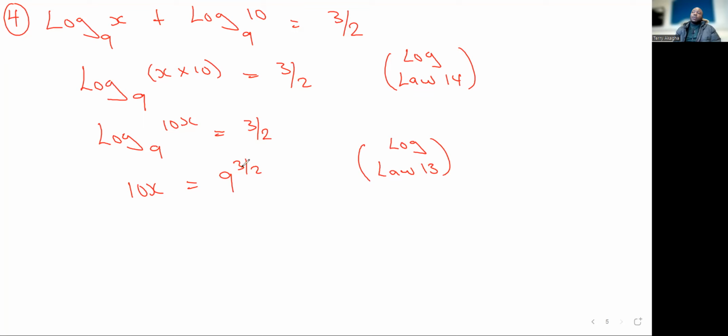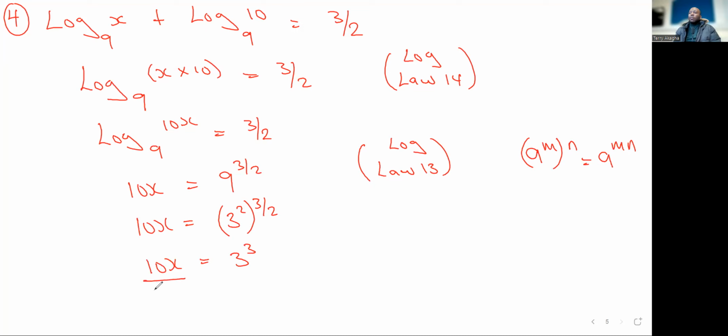Then you can simplify this, or you can press it in your calculator. Using the laws of indices, this is the same thing as saying 3 raised to the power 2, times 3 over 2. Remember I told you in laws of indices, a raised to the power m, all raised to the power n, equals a raised to the power mn. So you multiply 2 times 3 over 2, and that will give you 3 raised to the power 3, equals 10x. Then you divide both sides by 10. So x is going to be equal to 3 raised to the power 3, which is 27, divided by 10, which is the same thing as 2.7.